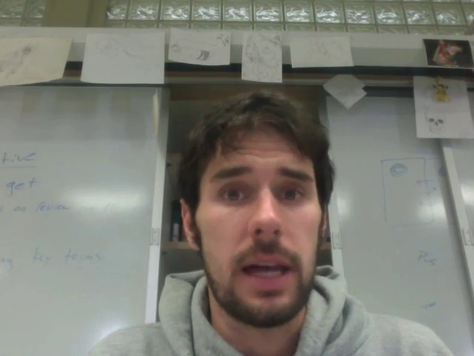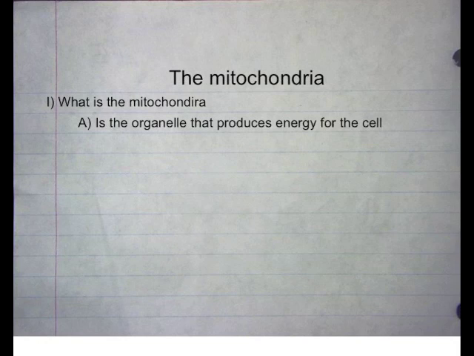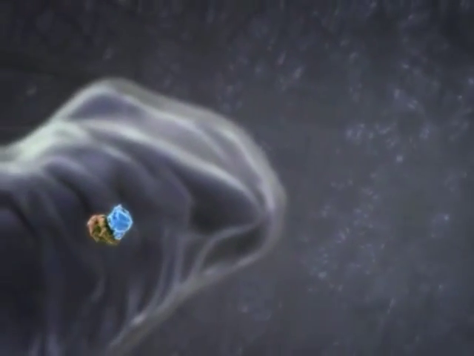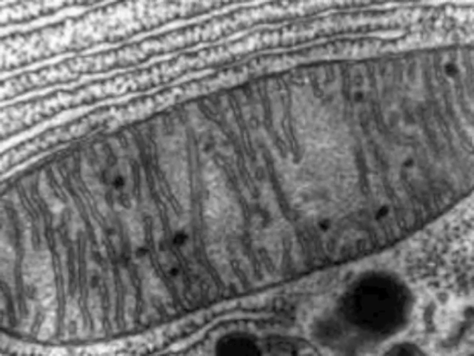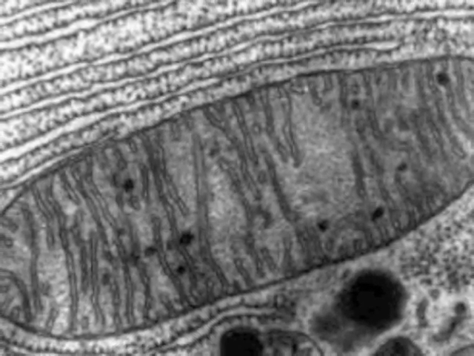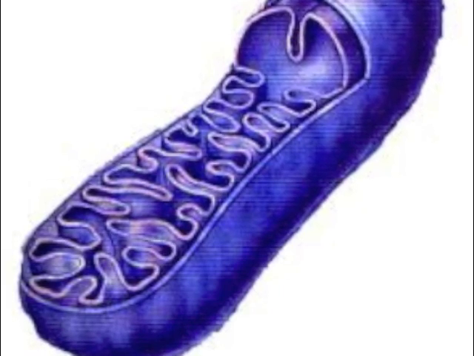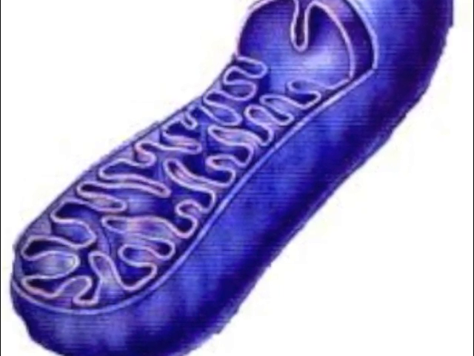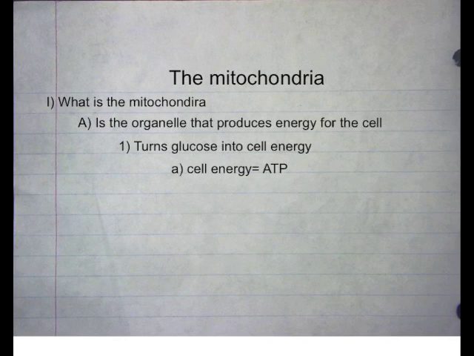Let's take a look at what exactly the mitochondria is. The mitochondria. What is the mitochondria? Is the organelle that produces energy for the cell. The mitochondria is an organelle that sits within the eukaryotic cells. Its main job is to create energy. In other words, taking glucose and transforming it into ATP. Turns glucose into cell energy.